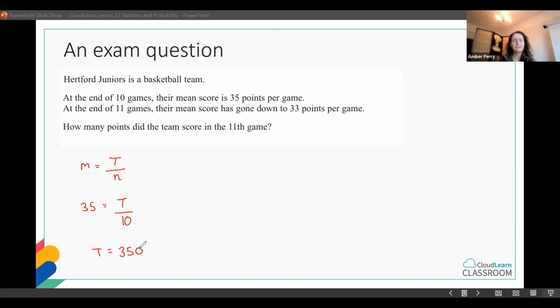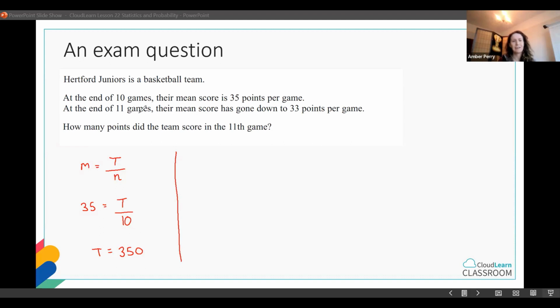So we don't need to know the individual games. We don't need to know how many points they've got in the individual games, because what we do need to know is just how many they've got overall. So that's 350. So in the first 10 games, they've got 350. So that was using that first bit of information. Now we need to look at this information.